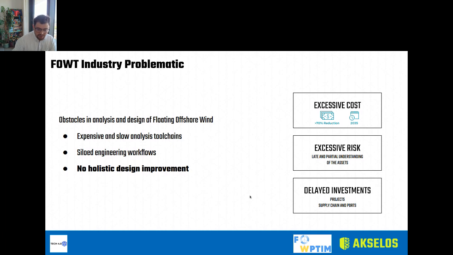If we take a step back, what that means is that there's no proper exploration of design space early on in project development, which means that costs usually are higher than they need to be. And there's also a risk that is kept within the product development for a long time. And this probably contributes to why the takeoff of floating offshore wind is not as fast as we expected it to be.